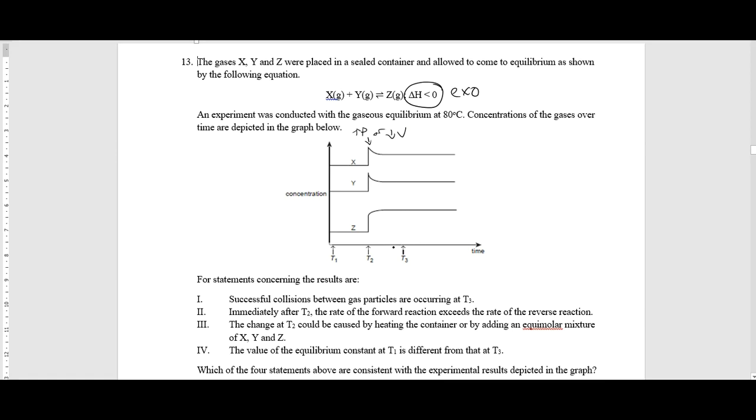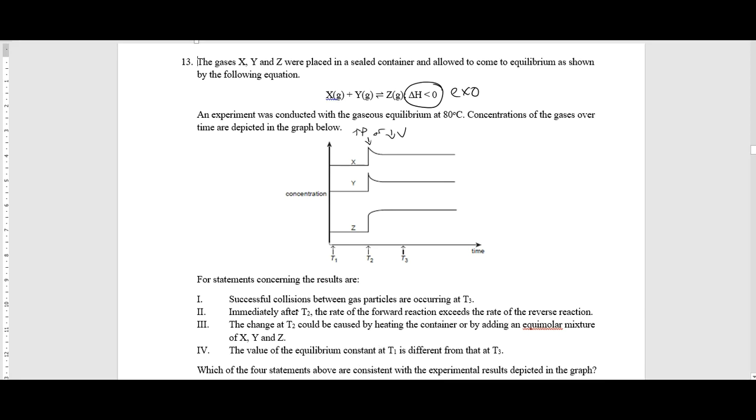So we have 4 statements, and you need to find the statements which are consistent with the experimental results. Not the correct statements, the ones consistent with the results. In some cases, very rarely, but there are cases when you have a correct statement that just has nothing to do with the situation. It's not the correct answer either. But anyway, let's just read the statements.